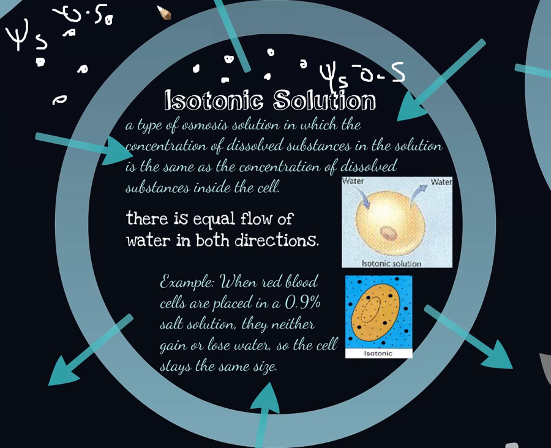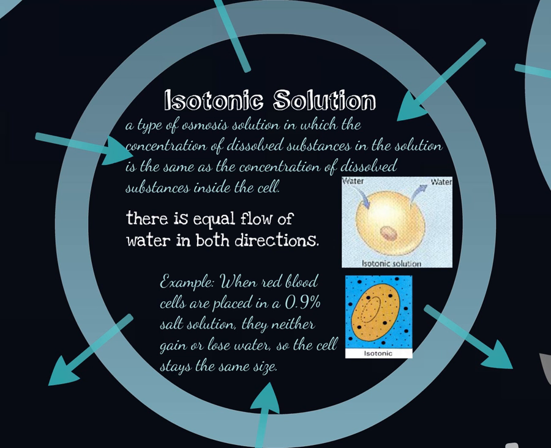So in this case, if the solute potentials are the same, the water potential would be the same too. If the water potential is the same, there's no net movement. What that means is that there's the same amount of water molecules moving in as there are out. So there is still some movement of water in and out, but there's no net movement. Overall, there's just as much coming in as there is going out.